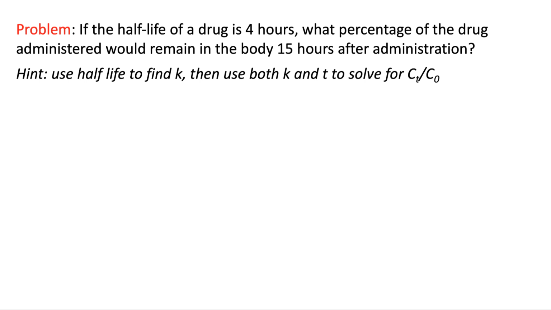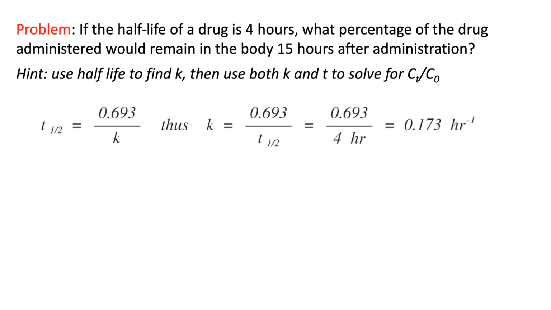So how can I do this? Well, I can use my half-life. I'll just set this up to begin with. We're going to use the half-life to find K. And then once I know K, I can go back into my initial equation and actually solve for the ratio of CT to C0. Okay, so let's just do that. We said that the formula for half-life, T 1/2, is equal to 0.693 divided by K.